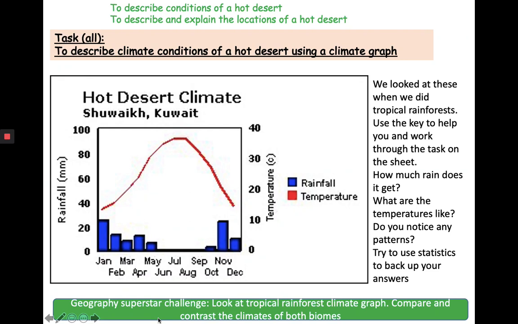Okay, so you're going to now work through the sheets. You might want to pause the video, looking at how much rain it gets, what the temperature is like, and whether you notice any patterns. Try and use some statistics to back up your answer, because that is a really good thing to do as a geographer. Now, if you want to challenge yourself, look at the tropical rainforest climate graph and compare and contrast the climates of both the biomes. So now pause the video and have a go at that task, please.